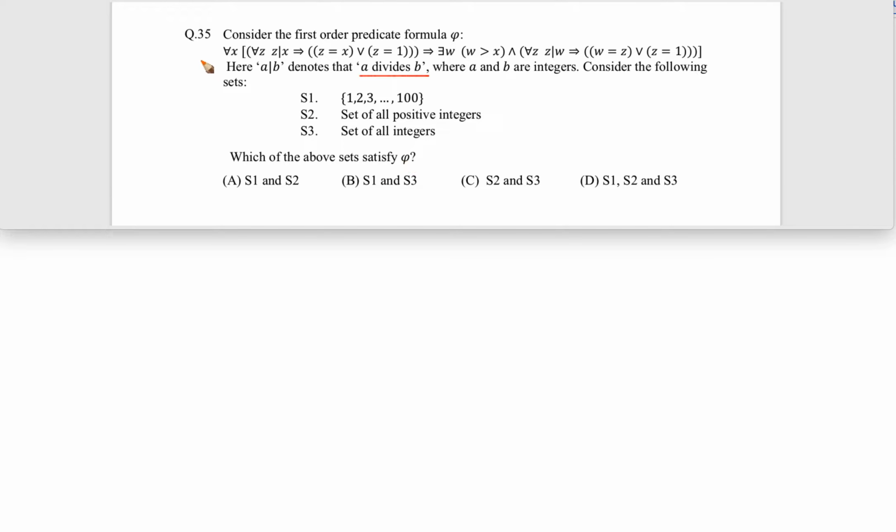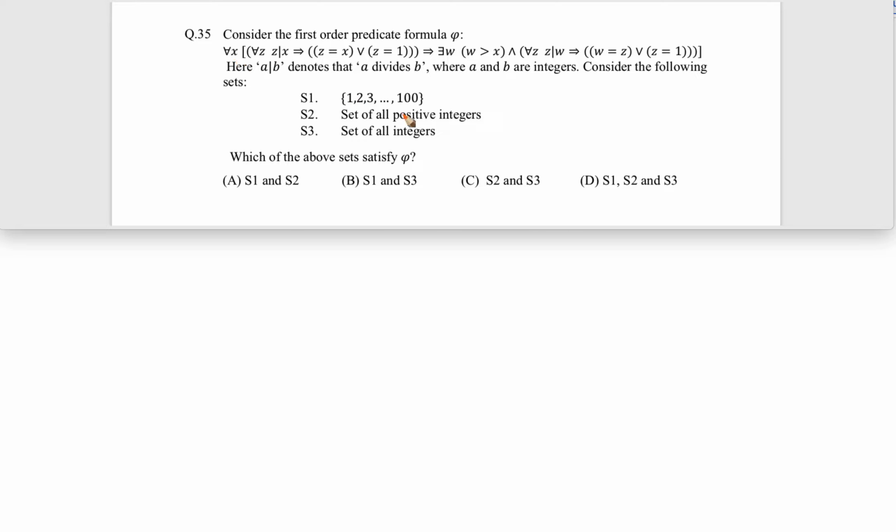So for all x, is S1 satisfying? For all x, is S2 satisfying? In that sense, essentially they are asking, do you understand this statement? And once you understand this statement, you figure out whether it is applicable on every element of this particular set or not. So the point will be to understand this statement. Okay, so we'll start with this.